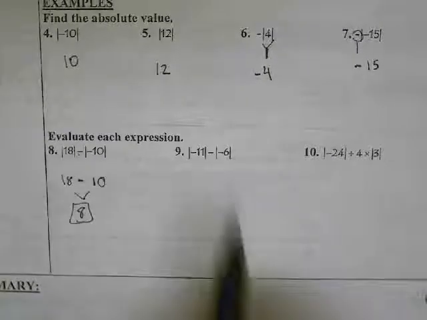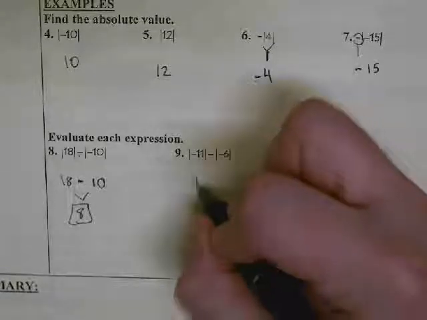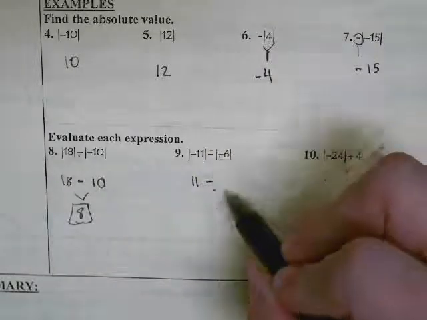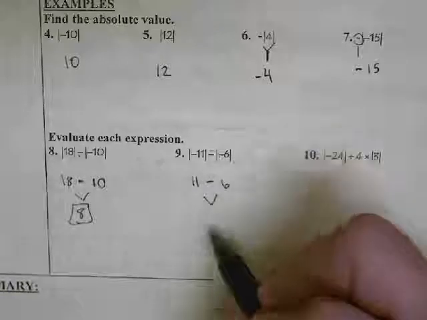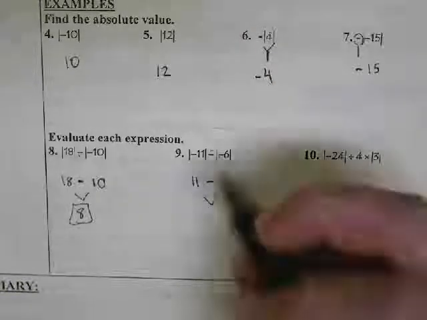Now number 9, we'll do our absolute values first. The absolute value of negative 11 is 11. Bring down this minus symbol, and then the absolute value of negative 6 is 6. And we get 11 minus 6 is 5.